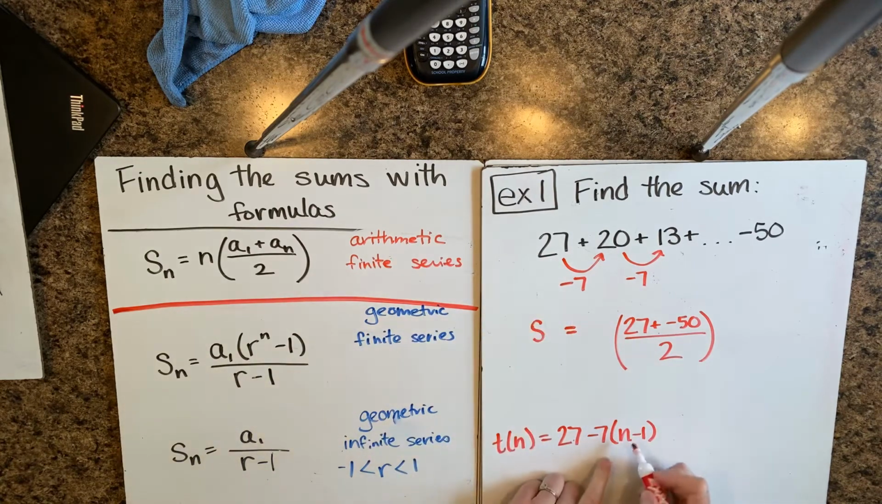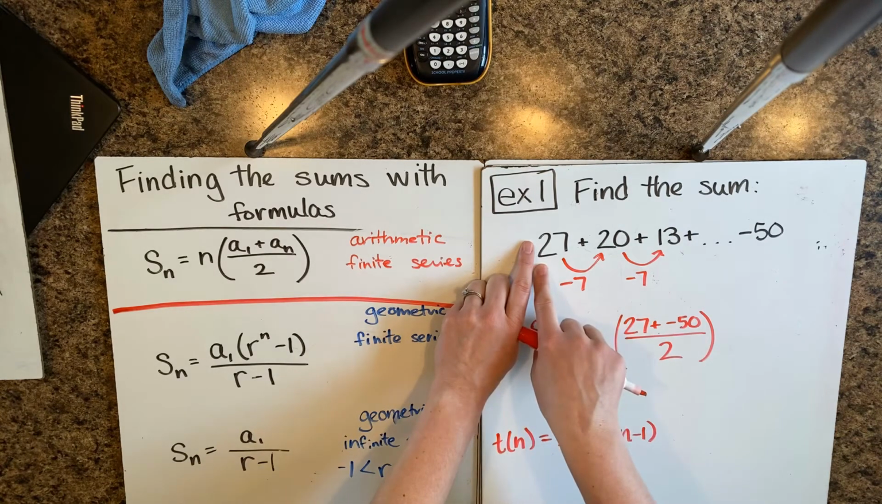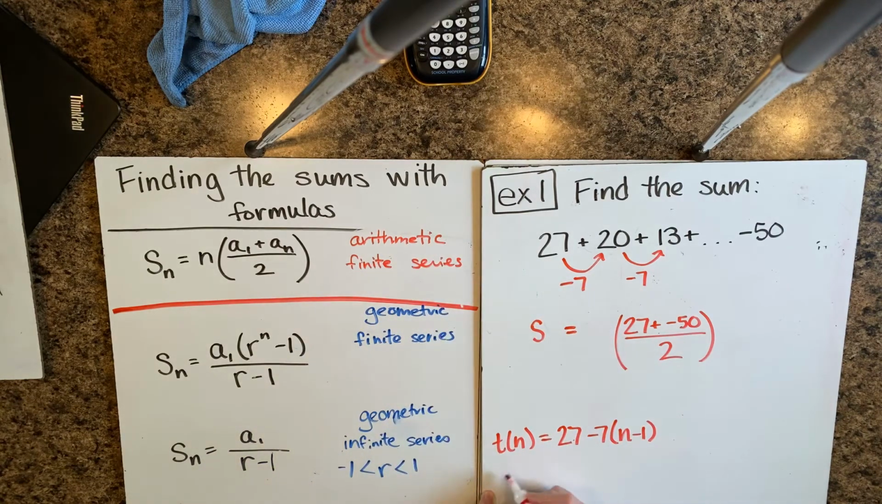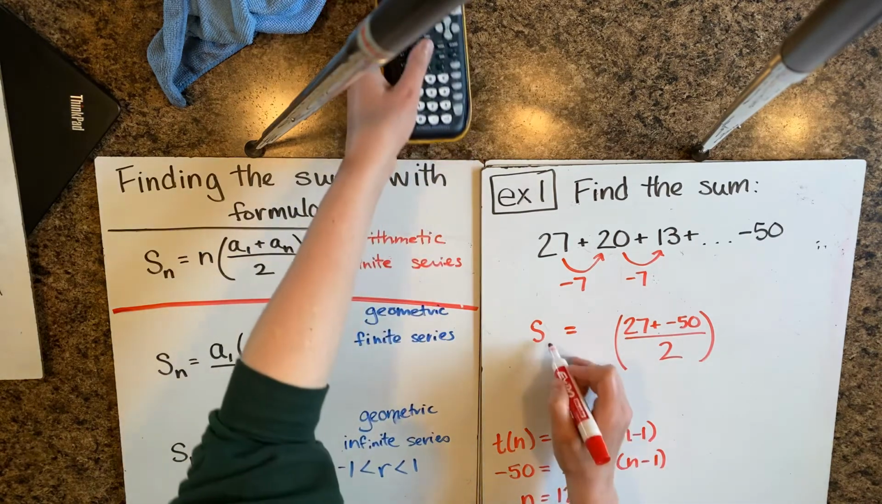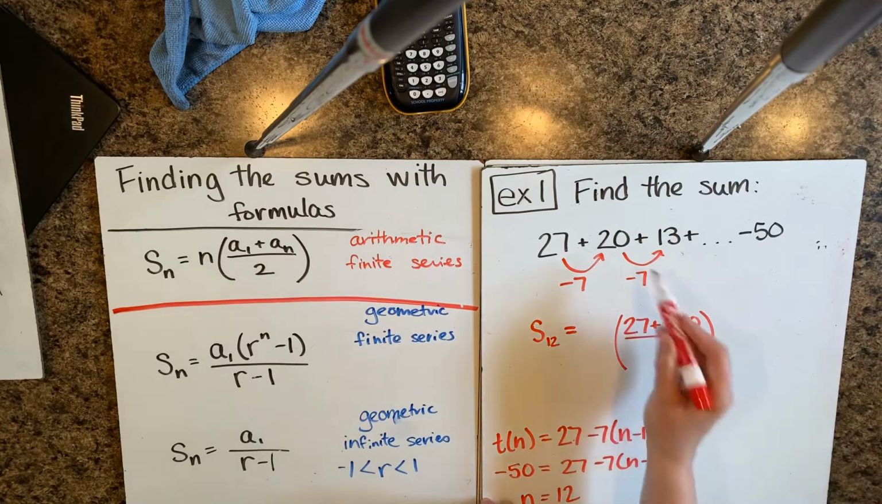When I use first term form, I always want to use n minus 1. That's because if I'm thinking, what's the first term? 1 minus 1 is 0. 0 times 7 is 0. 27 minus 0 is 27. So my first term should be 27. This makes it match. Now, negative 50 is some term in my series, and I want to figure out which term it is. So I'm going to plug it in for t of n. I'm going to subtract 27, then divide by negative 7, and then add 1. And I'm getting that n is 12. That means there are 12 terms in this series. I don't need to write every single one out by following the pattern.